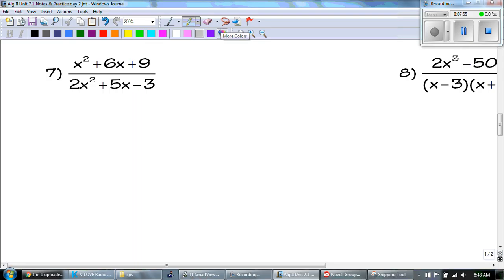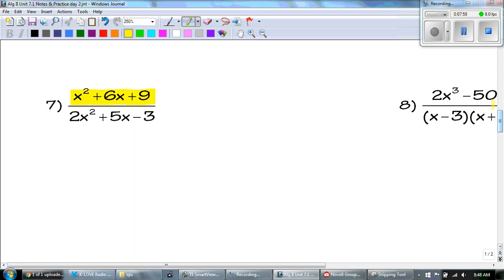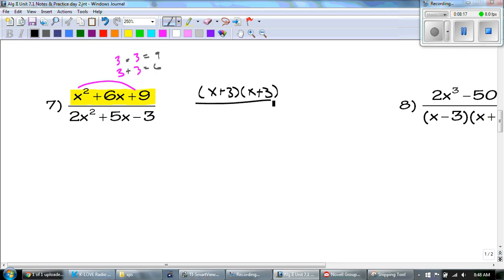Okay, number 7. We have to factor the top. I'm looking for numbers that multiply to get to 9 and add to get to 6, and that is 3 and 3. So this is saying x plus 3 times x plus 3.